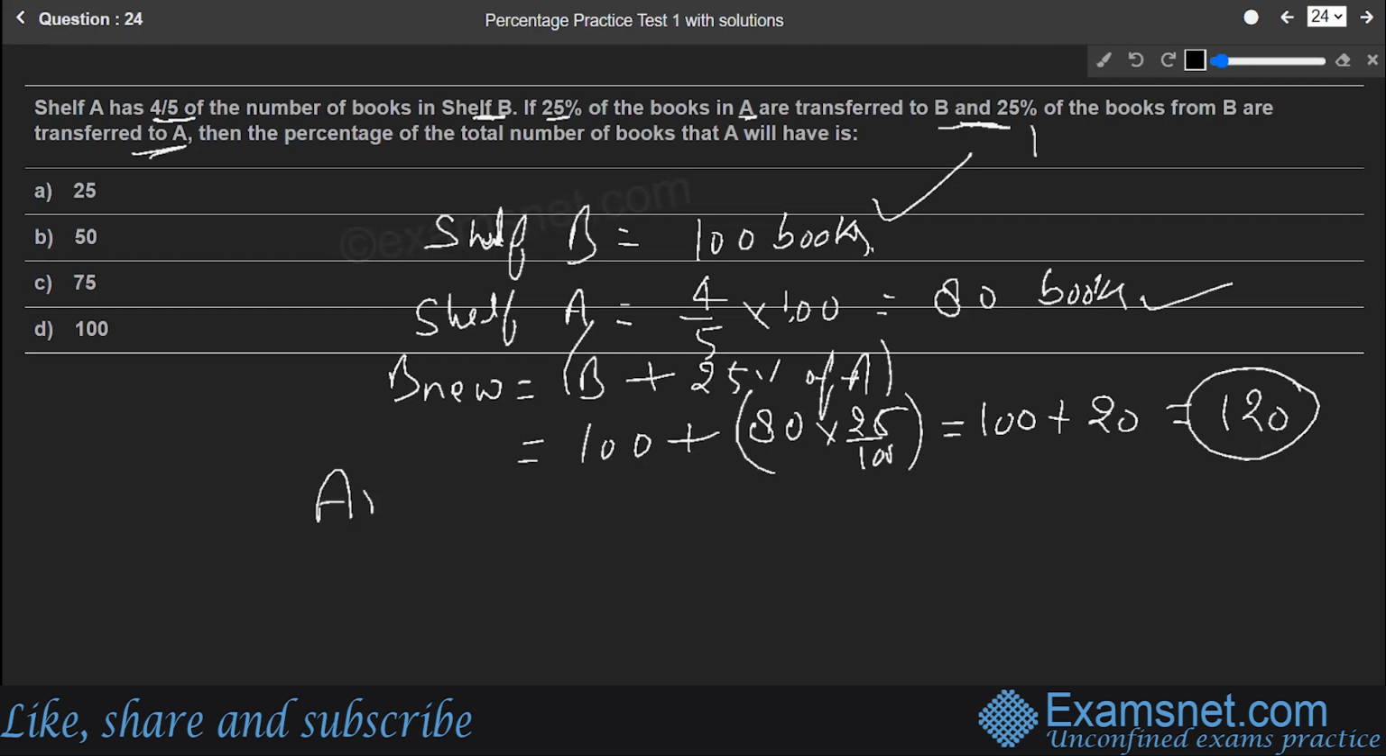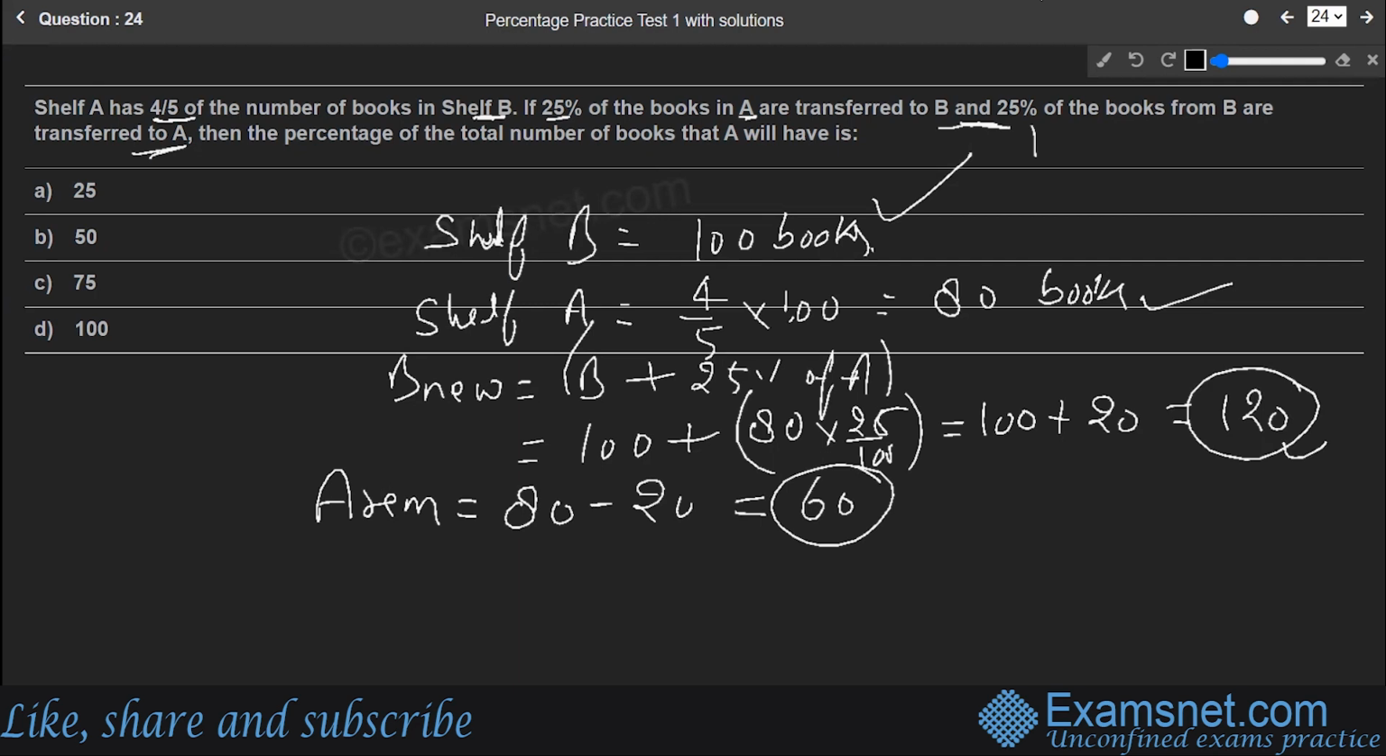Now, how much will A have remaining? Earlier, A had 80 books. Now 20 books have been transferred, because 1/4 has been transferred, so 1/4 has been reduced. So new A is nothing but 60. That is the new A, and the new B is 120 after the first transfer.